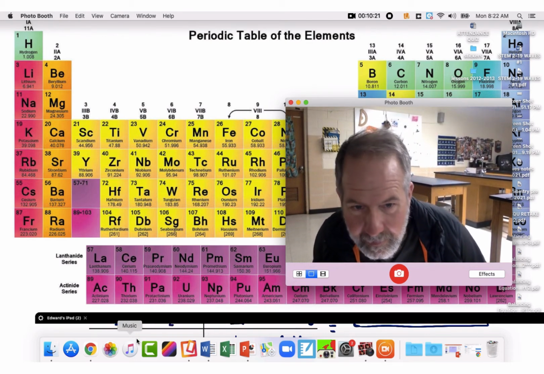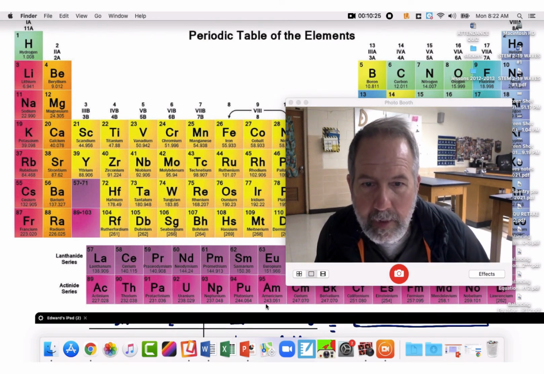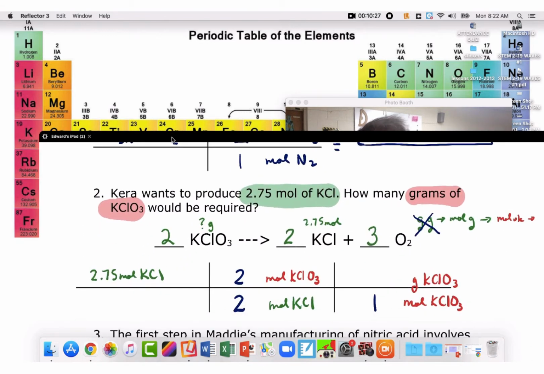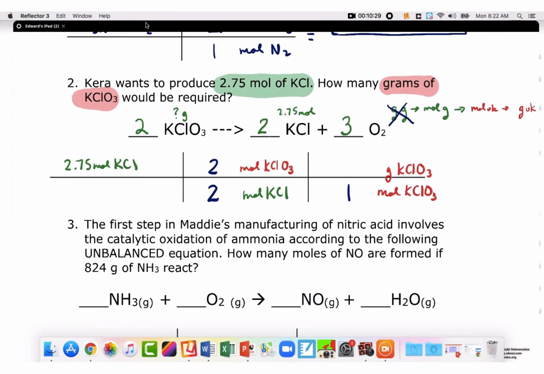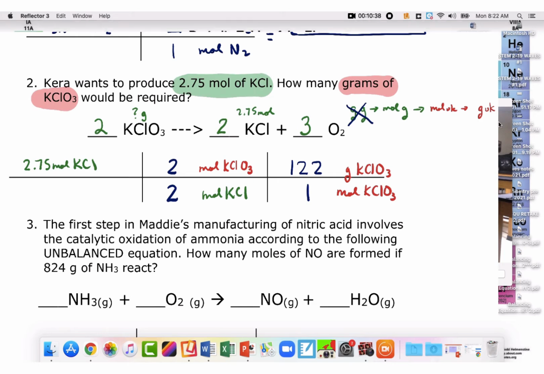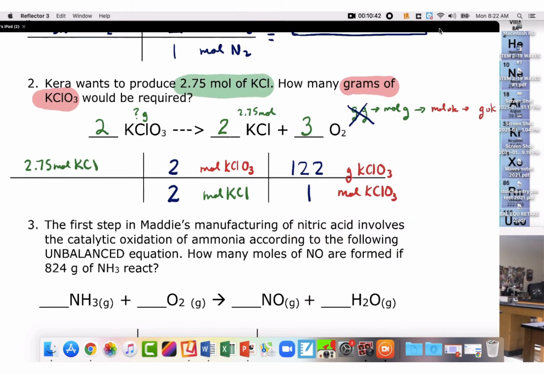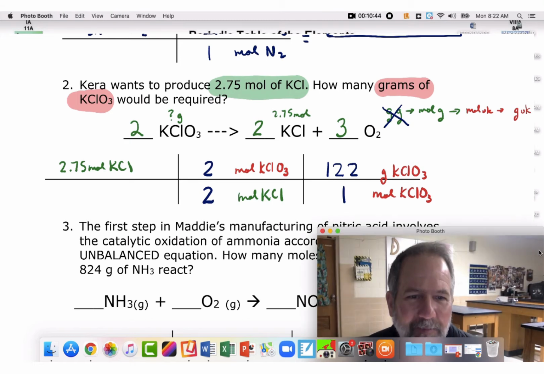And let's see if I can find that paper. Where is that paper at? I had it. Whoop, come here. There it is. So it's 122 grams. All right, now that's not hard to do. You just have to know how to do it, right? Okay, now we're ready to put it in the calculator.